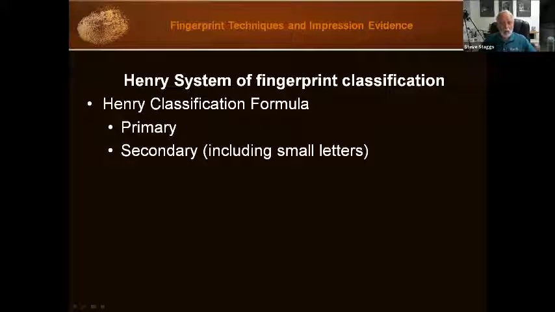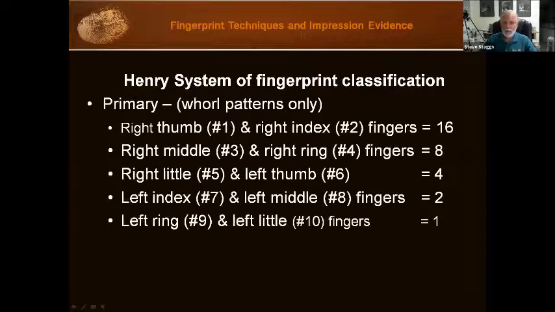When we do the classification, there is the primary classification, then there's a secondary classification, and then there's further classification. For our purposes, we're only going to look at the primary and the secondary, including small letters. We're not going to go any further than that. All right. So let's look at the primary. Now here's where we start the classification. We've already blocked out our card.